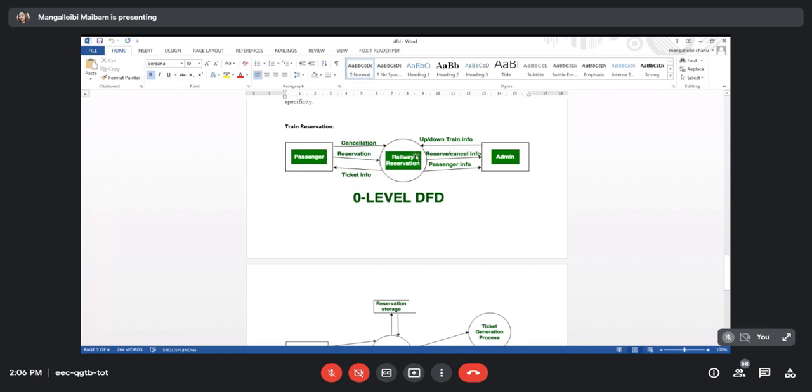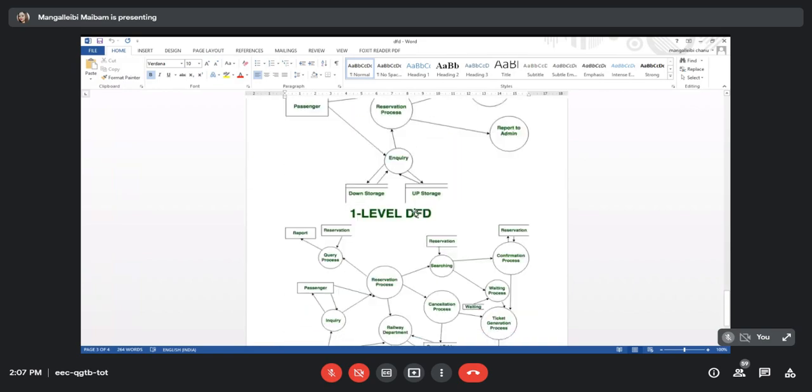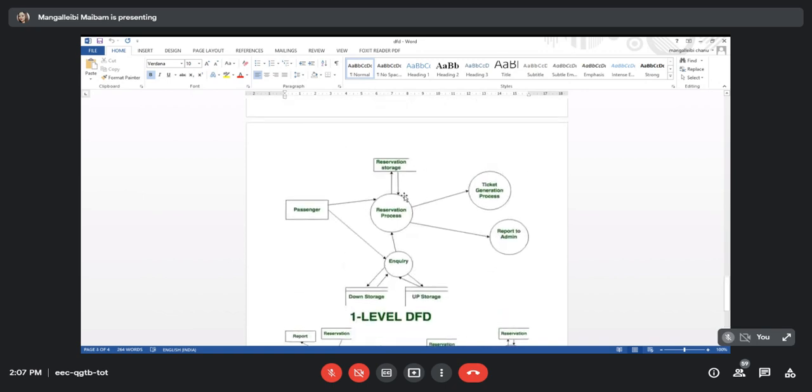Passenger, through the reservation process, all those ticket reservation and cancellation will be done here, and through admin. So we have only these steps for explaining our train reservation. So level 0, this is the basic information. So 0 level DFD. While in level 1, we have another reservation process as well as ticket generation process, and also giving report to admin as one process, and inquiry also one process.